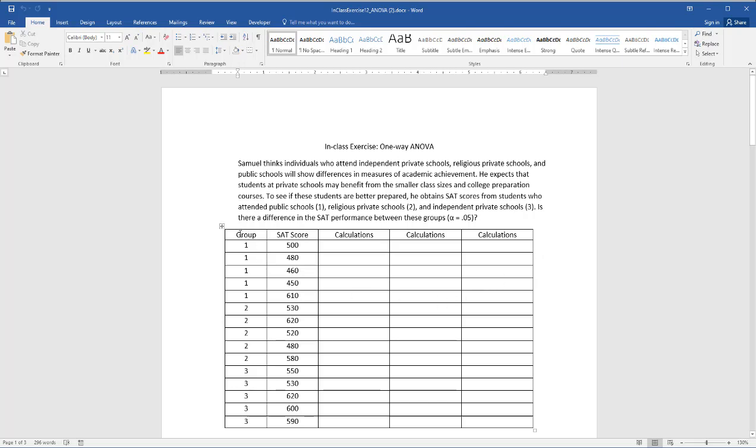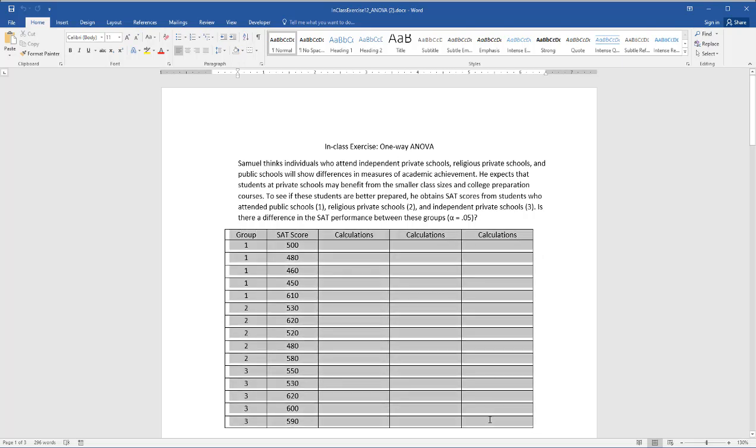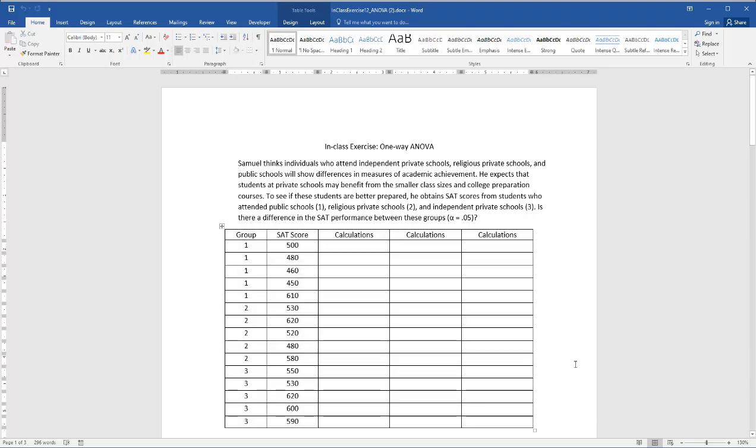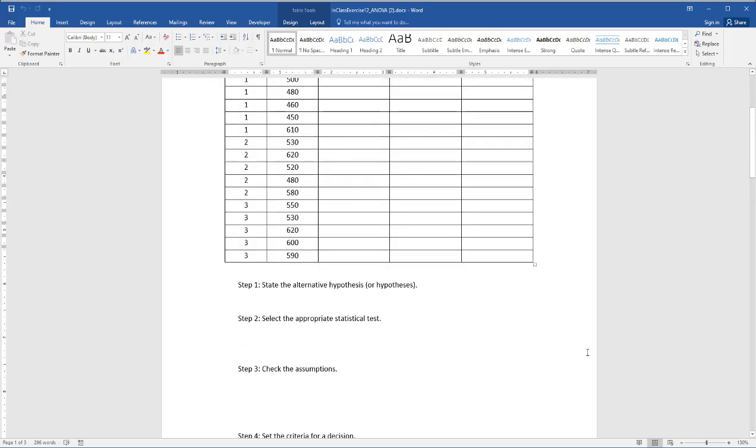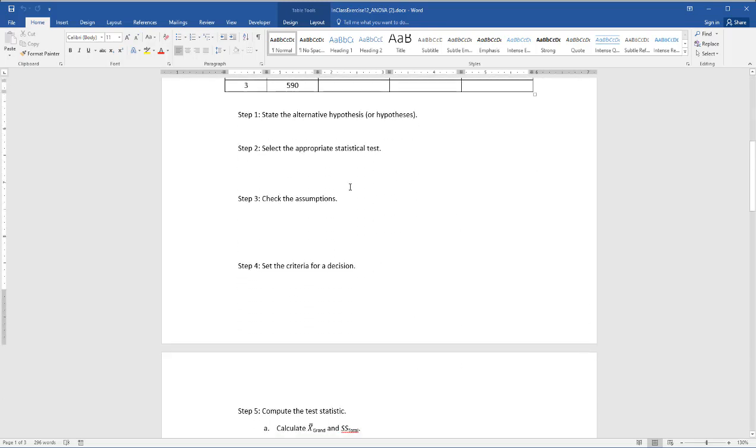We have the data, we have some columns for calculations out to the right, and those are places where you would do your deviations or square deviations. And then it walks you through: state the alternative hypothesis. For the ANOVA, the alternative hypothesis is simply that there is a difference between the three groups.